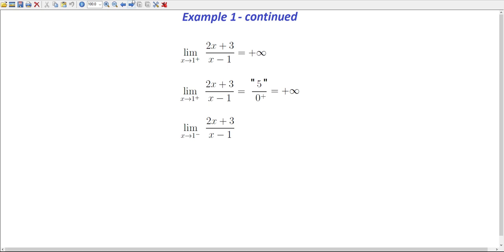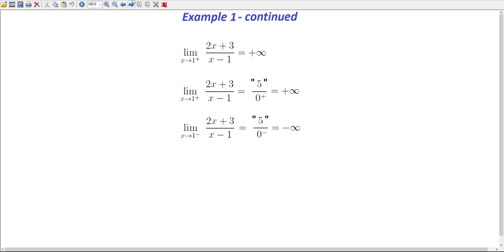The limit of the top is again 5. However, the limit of the bottom is 0 minus, meaning that x is a little less than 1, so x minus 1 is a little less than 0. So we're getting 5 divided by a number very close to 0. However, that number is negative, and positive divided by negative is negative, and the magnitude is huge, so our limit this time is minus infinity.